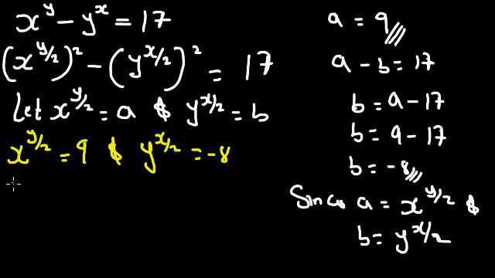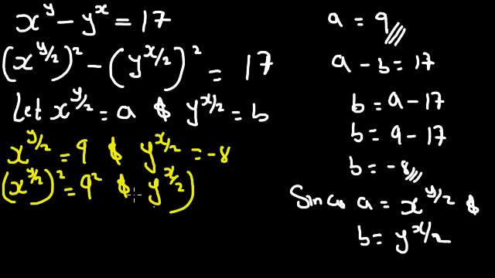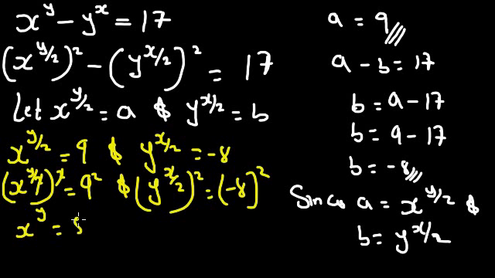So by squaring both sides, we have x to the power of y over 2 all squared to be equal to 9 squared. And then we have y to the power of x over 2 all squared to be equal to minus 8 all squared. So this can cancel out, and left over is x to the power y equals 9 squared, which is 81. And then we have these two also cancel out, and we have y to the power of x to be equal to minus 8 squared, which is 64.